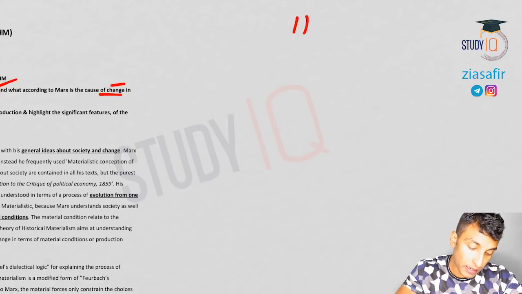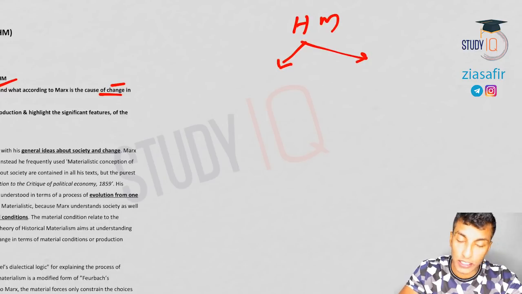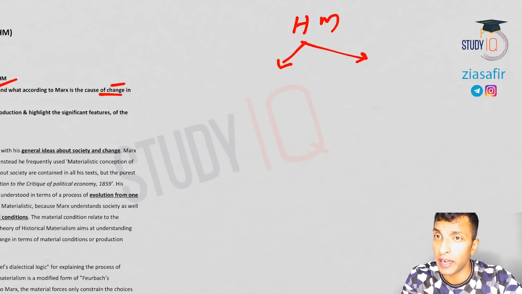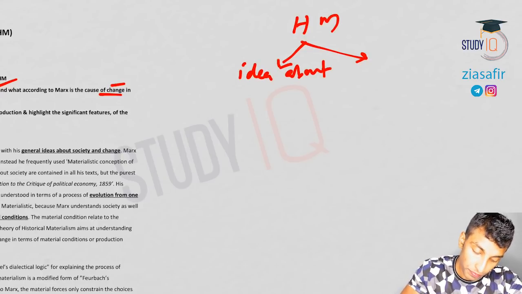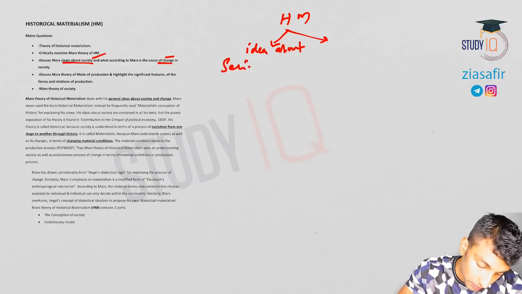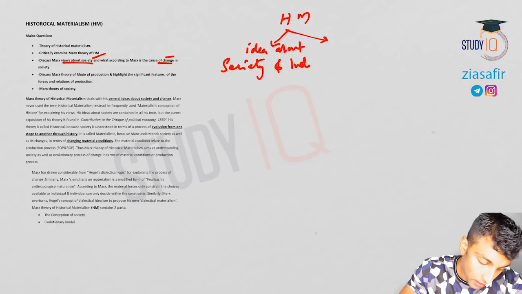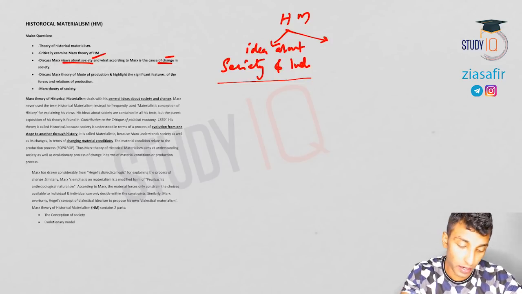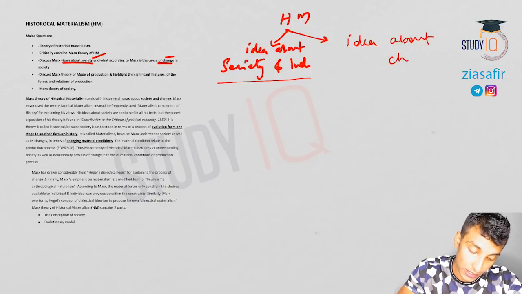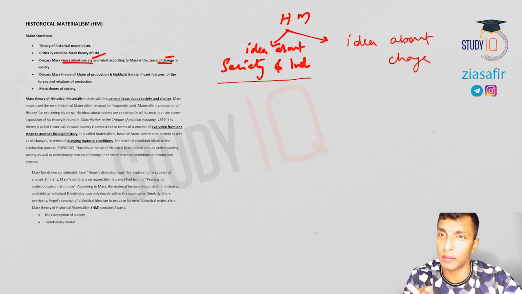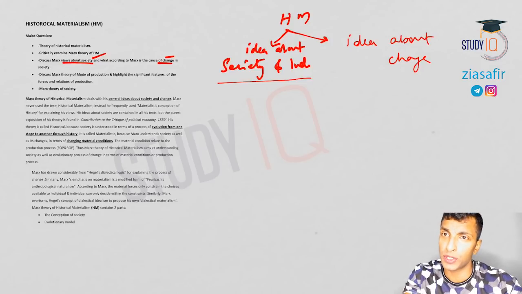So historical materialism, first try to understand that there are two parts for this theory. One is his general idea about society and individual, and then his idea about change. So his theory of historical materialism comprises two parts: his idea about society and individual, and his idea about change. Or his theory of historical materialism refers to his concept of change and his concept of society.